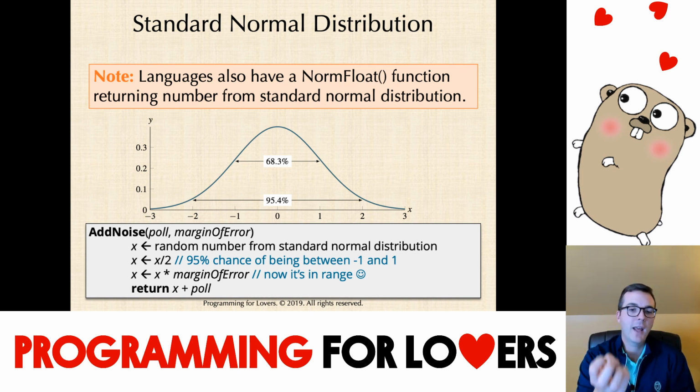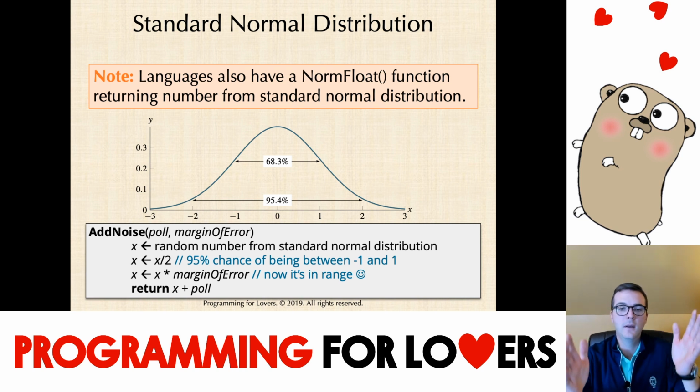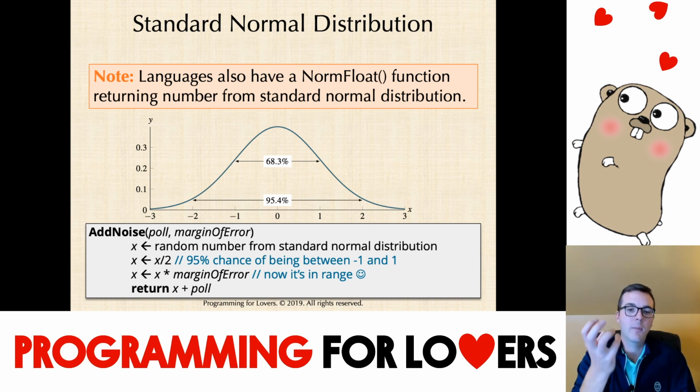and then now I have an actual margin of error value that could change depending on this margin of error parameter. Maybe it's 0.05, in which case it's 95% chance of being between -0.05 and 0.05, or 10% margin of error, -0.1 to 0.1, whatever it is. And then I'm going to take that margin of error, or that value of x, and just as I did before, add it to the poll, and that gives me my noise up or down.